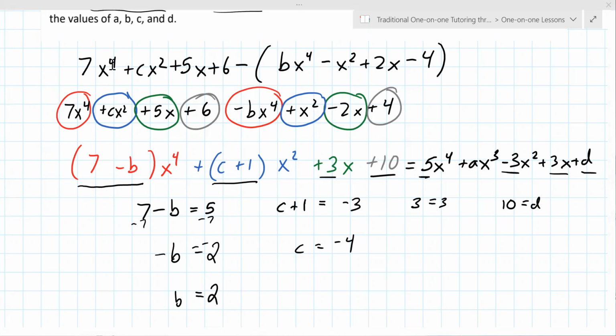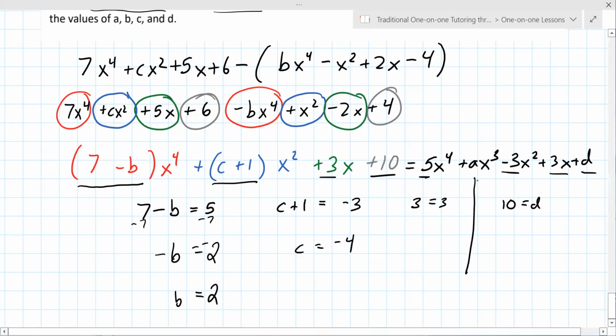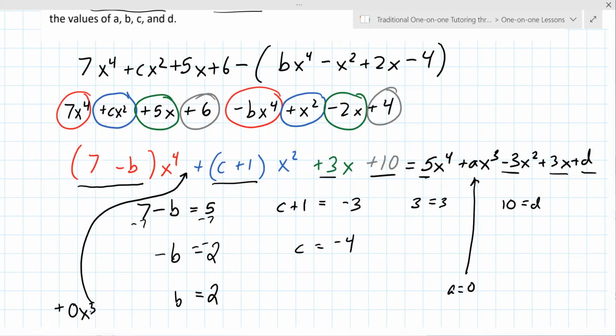Okay, and that leads us to this really awkward thing here. What is a? a is 0 because it's not part of the final answer. There's no x cubed. So maybe what we should have done here is write a 0x cubed. But more generally, if one of the coefficients doesn't match up with something, you should probably check your work, but it could be 0 is the point of this question.